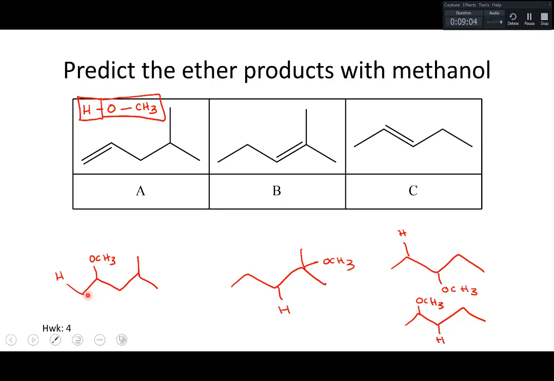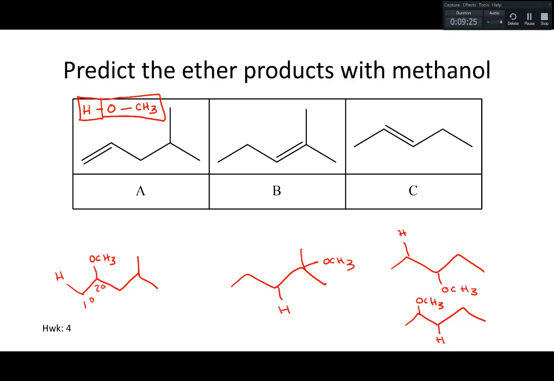So for the first one, we basically talked ourselves through that. But again, draw the skeleton that you had before. Don't draw the double bond, but instead replace it with two single bonds. On the less substituted side, you have the H, and on the more substituted side, this is the secondary side, you'll have the OCH3. Again, this is the primary, and this is the secondary.